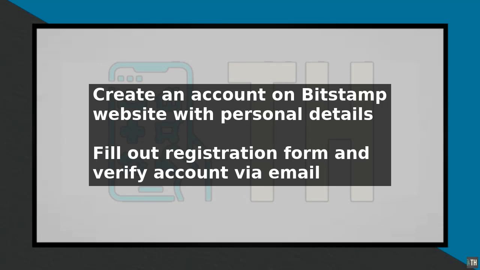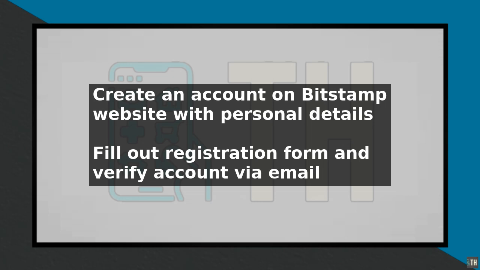To invest in Bitstamp, you first need to create an account on their website. Go to the Bitstamp homepage and click on the Register button. Then fill out the registration form with your personal details, including your name, email address, and password. Once you have submitted the form, you will receive a verification email to confirm your account.